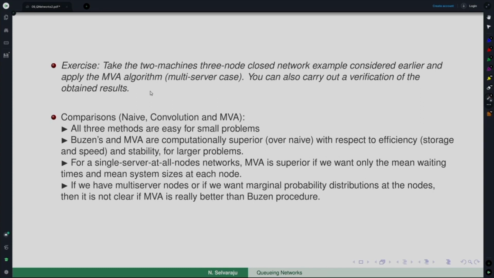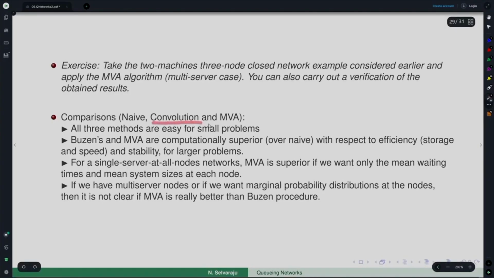We are not going to go beyond this level, but we may end with what can be said about these 3 processes: the brute force or naive computation of G directly, the convolution algorithm and the MVA algorithm. As you have seen, all 3 methods are easy for small problems. For smaller k, smaller n, it is always possible to use any of these without a problem. At least for our pen and paper calculation, all 3 methods are actually one and the same. So, you really did not feel the need of these 2. One can directly do a naive computation with 2 customers, 3 customers, 3 nodes, 2 nodes, 4 nodes; you can always do this computation very easily, it is not a problem at all.